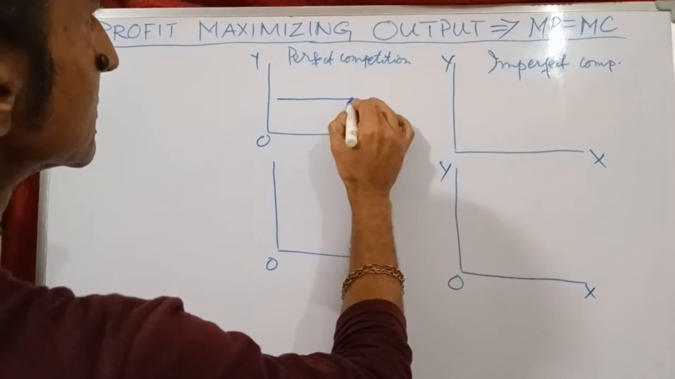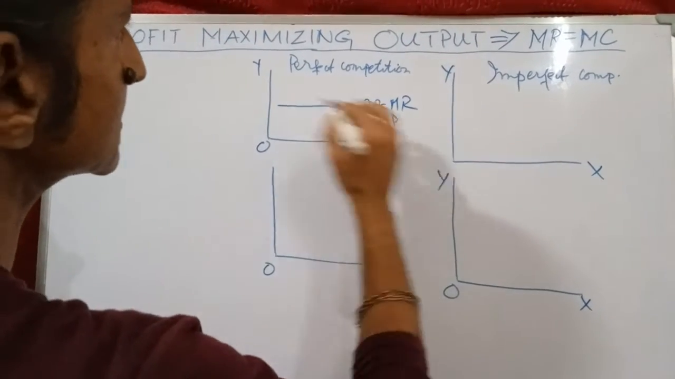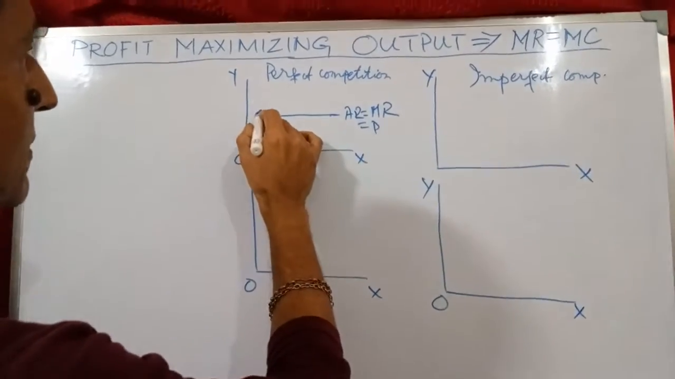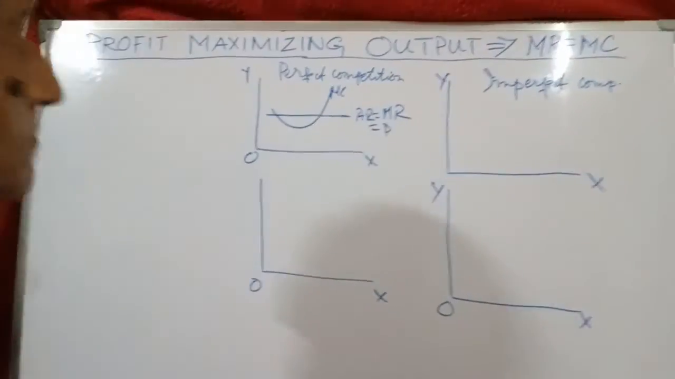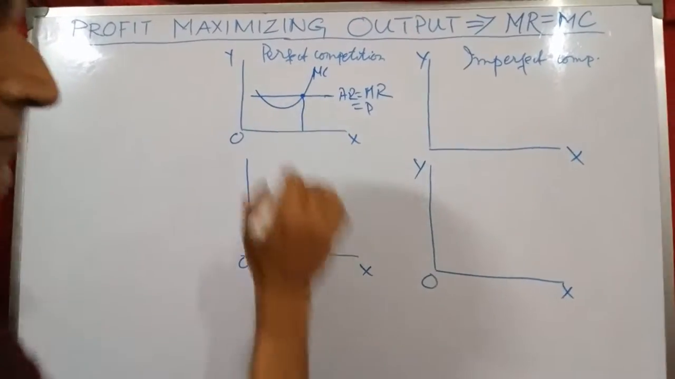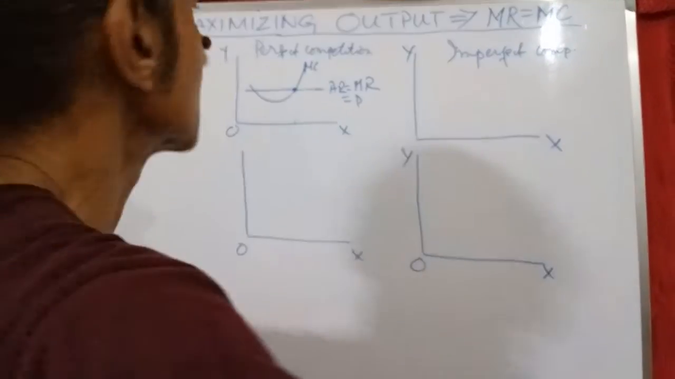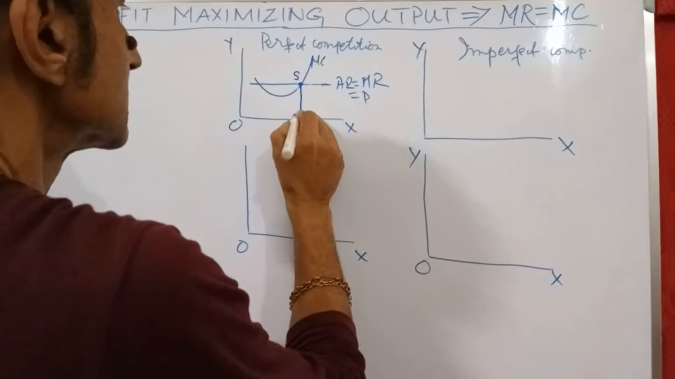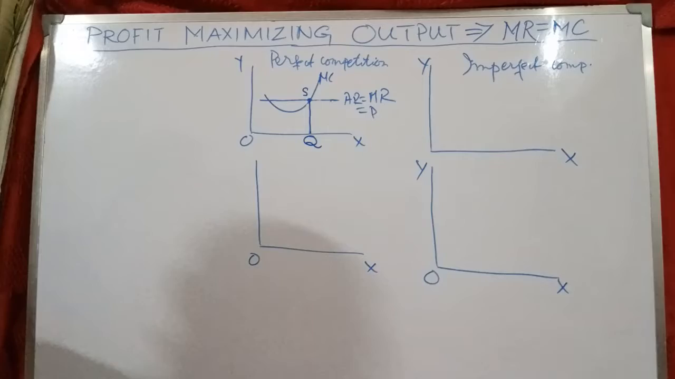this is the average revenue curve, that is marginal revenue curve, that is the price. The marginal cost curve intersects MR at this point, say this is point S. So OQ is the profit maximizing output.